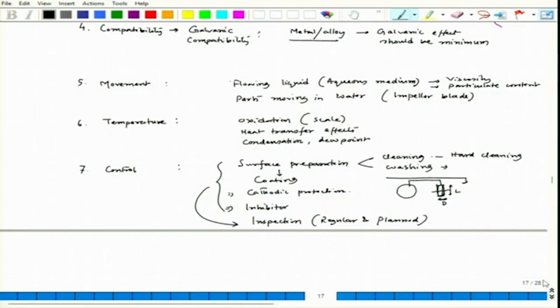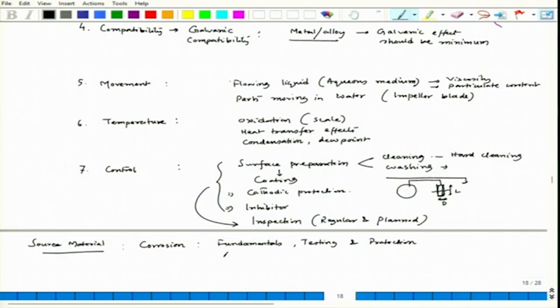So whatever we have discussed, these are the ideas we have got. Let me mention this particular source material. I would request you to go, if you find that source, that will be great. That source material is the ASM Handbook, Corrosion: Fundamentals, Testing and Protection, ASM Handbook, Volume 13A.